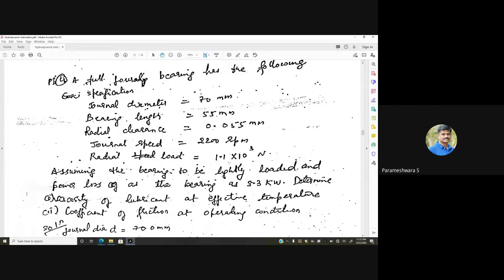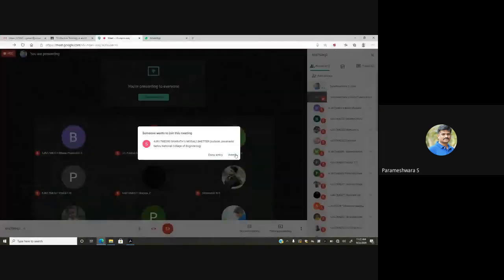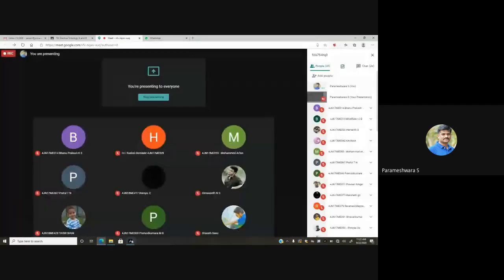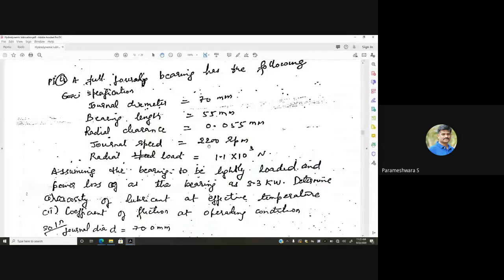A full journal bearing has the following specification. Journal diameter is 70 mm, bearing length is 55 mm, radial clearance is 0.055 mm, and journal speed is 2200 rpm. Radial load is 1.1 into 10 raised to 3 Newton.